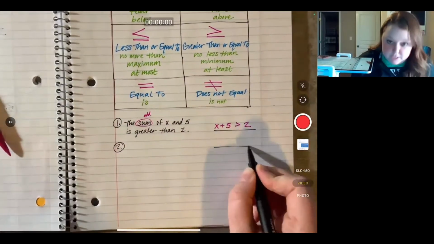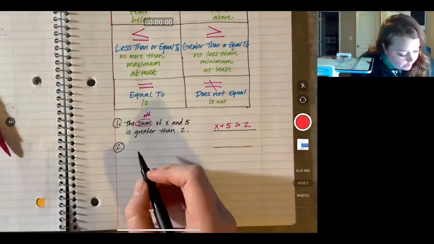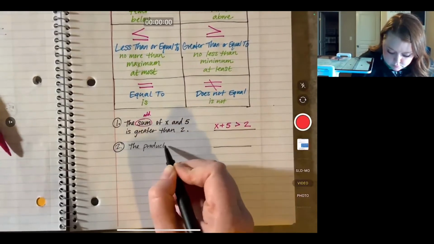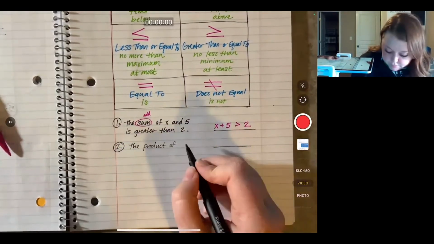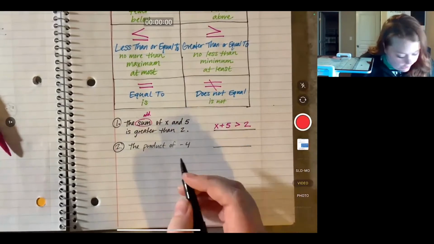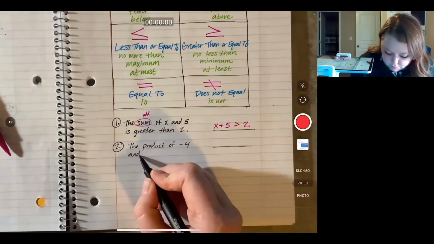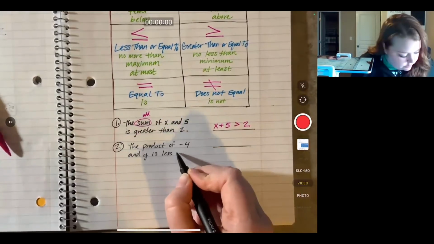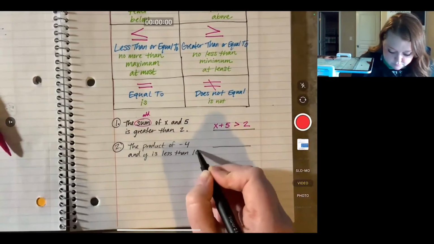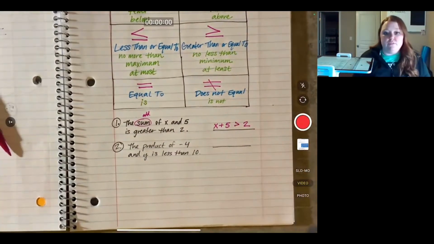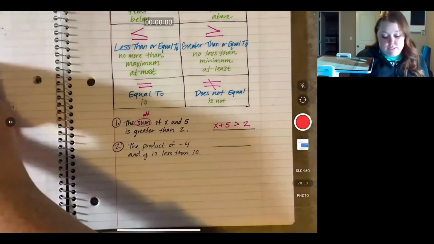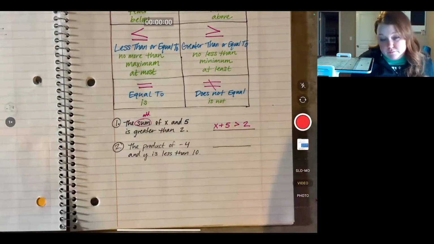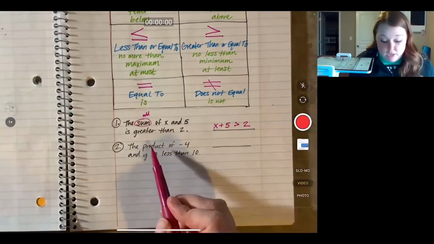So I'm going to keep this trend of putting the statement on the right. The product of -4 and y is less than 10. The product of -4 and y is less than 10. And on all of these, I encourage you to try and write it first and then check it, right? Okay. So product, you have to know what that means.